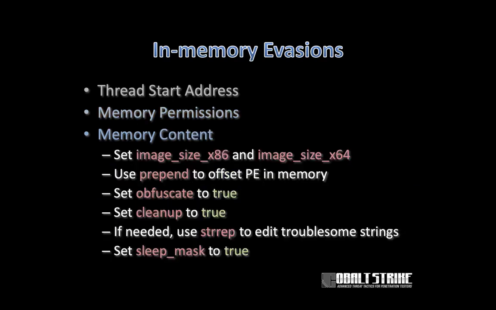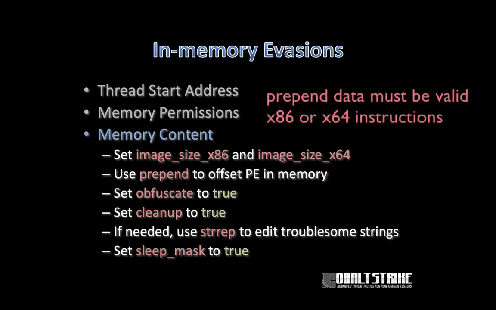What about memory content? Here is my advice to change up beacon's memory content. Consider setting the image size x86 and image size x64 values. These will change the size of the image header, which will influence how much memory beacon requests for itself. I have heard some people say that the fixed size of beacon in memory is an indicator. Consider using prepend to offset your beacon payload from that natural boundary, which is the beginning of a page or even the beginning of a region of memory.